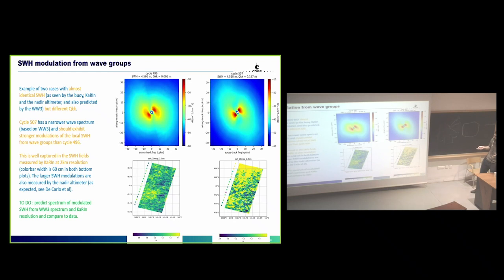One last thing I'll point out here is that, and this is what Fabrice was describing before, not only do you see these modulations in Karin, but also in the nadir you see correlated modulations. So here it's yellow, yellow. I may be reading too much into this, but in many cases that I've looked at, in the very near range of Karin, you do see this strong correlation.